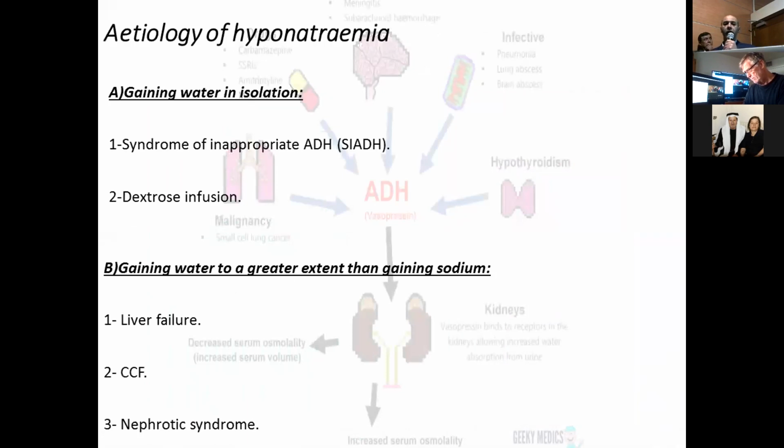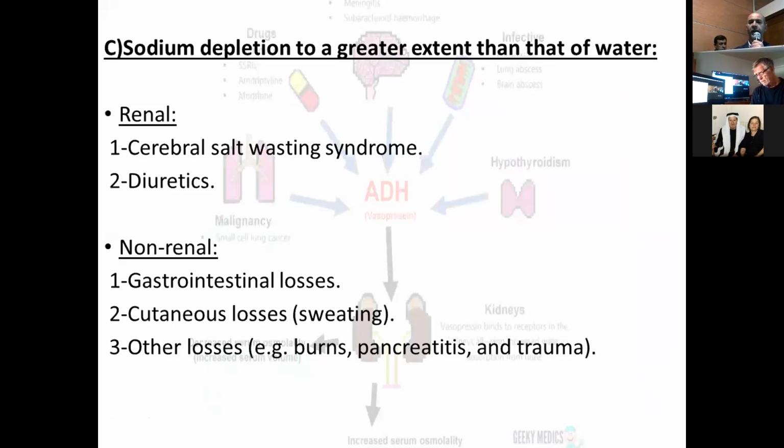Briefly again about the etiology, hyponatremia is divided into three major classes. The first one is gaining water in isolation. This is very important because mostly it's iatrogenic, especially when we use dextrose solutions, and when we have patients with syndrome of inappropriate ADH secretion. The second class is gaining water to a greater extent than gaining sodium. This is very important in patients with liver failure and congestive cardiac failure.